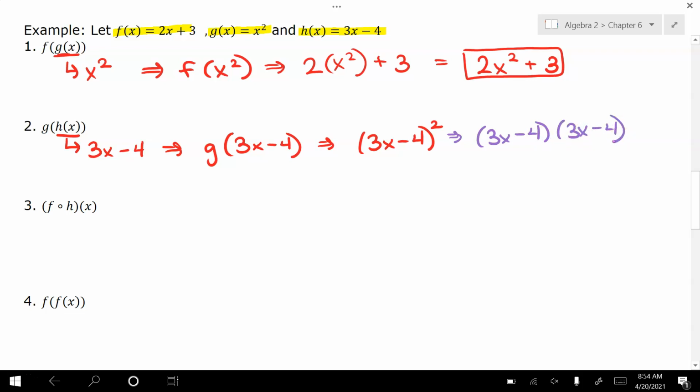Okay, so you can FOIL this, or you can do the shortcut that we've talked about in the past when they're the same binomial twice. You can do the first term squared, so 3x squared, which would be 9x squared. Then you multiply the two terms, so 3x and the minus 4, and then you double it. So 3x and the negative 4 would be negative 12, doubled would be negative 24. So that's the middle term, so negative 24x. And then you square the last term. So negative 4 times negative 4 would be positive 16. And this would be our final answer.